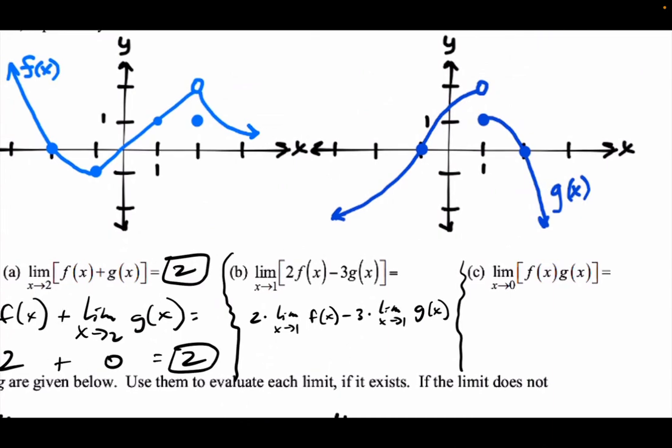So we've got to find the limit at 1. The limit at 1, so 1 is right here. As I approach from this side and from that side, it's the same, positive 1. So it's going to be 2 times 1.